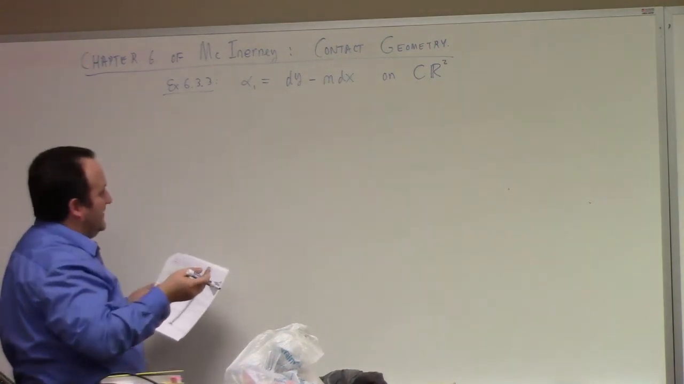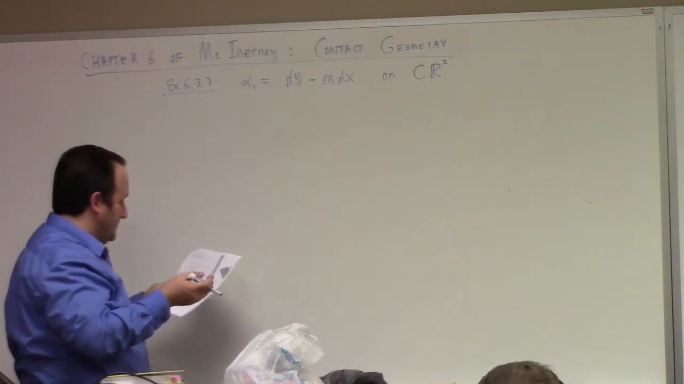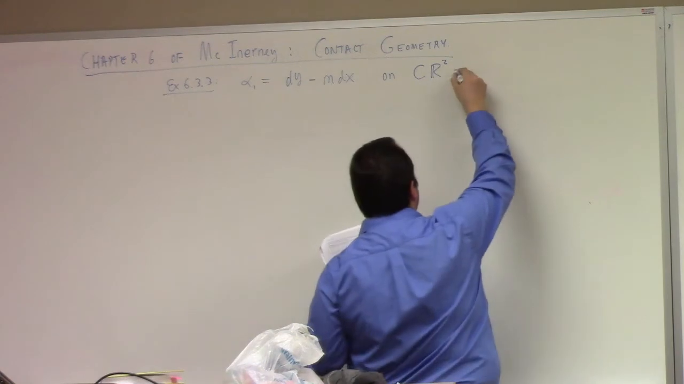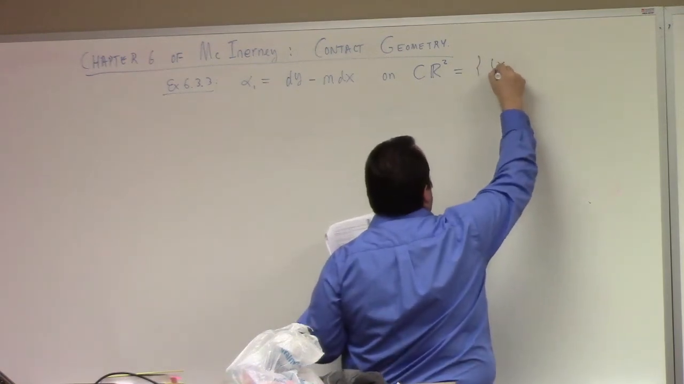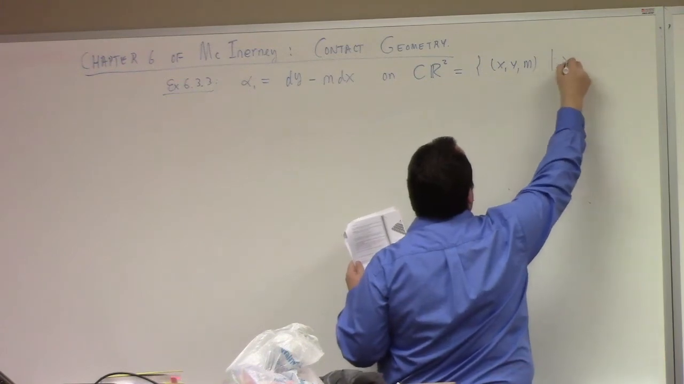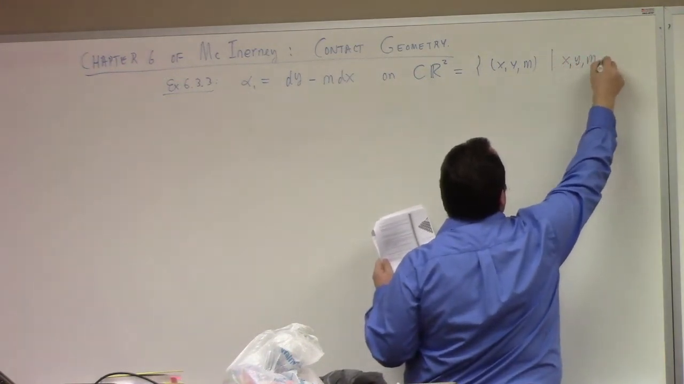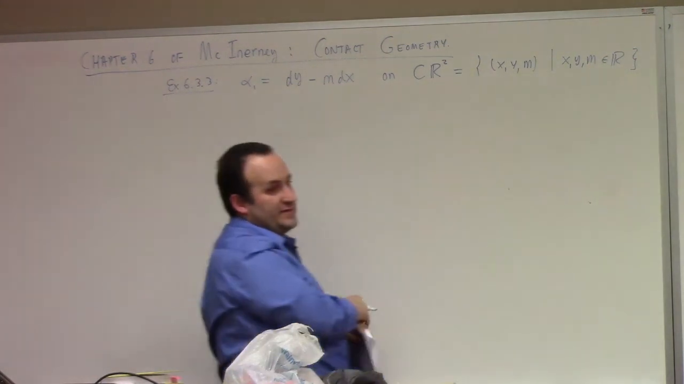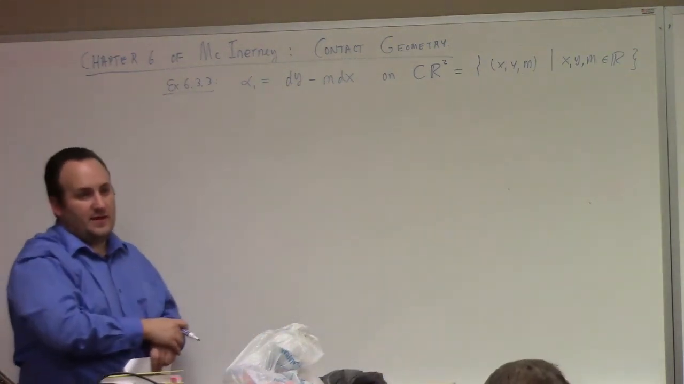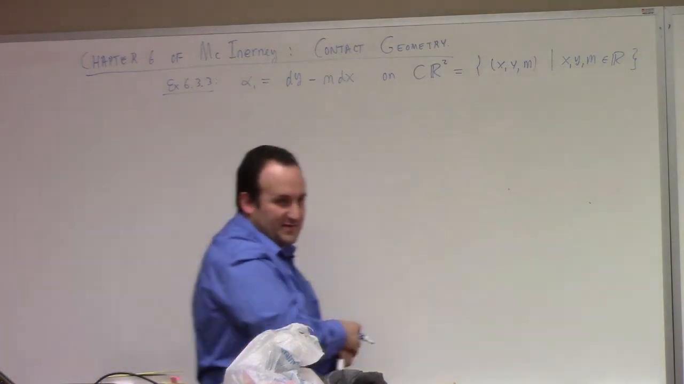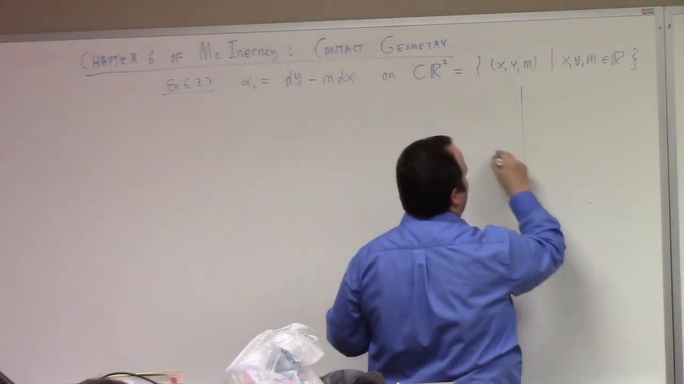Typical coordinates here are something like x, y, m. Think of m as being the slope of a line. So a picture of CR2 is something silly like this.